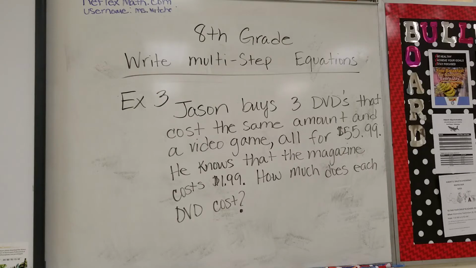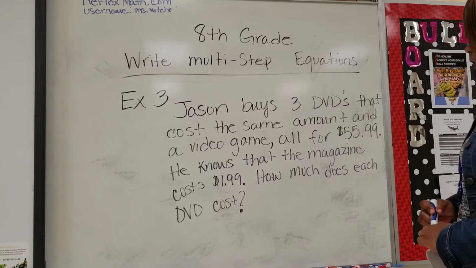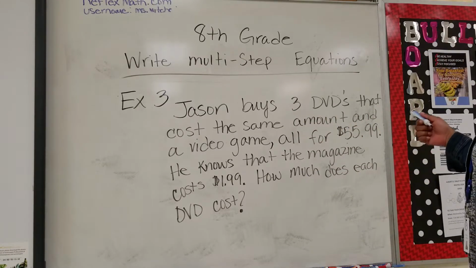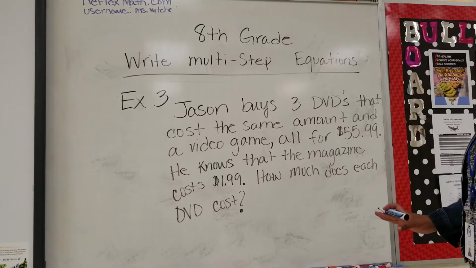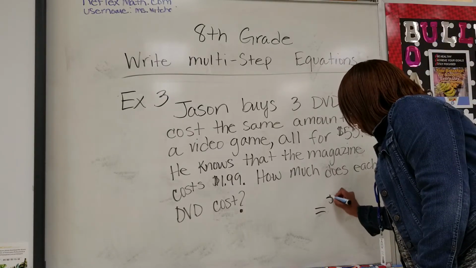Jason buys 3 DVDs that cost the same amount and a video game, all for $55.99. He knows that the magazine costs $1.99. How much does each DVD cost? So now we have to put this into an equation, okay? So remember, first we look for our key things, all right? So we know that everything is going to equal out to $55.99. So that's the first thing that we can just go ahead and take care of.